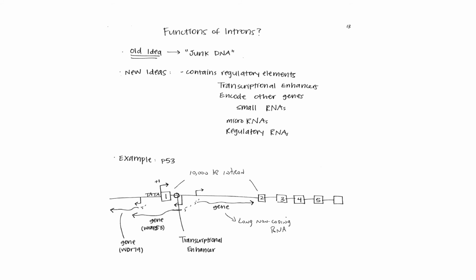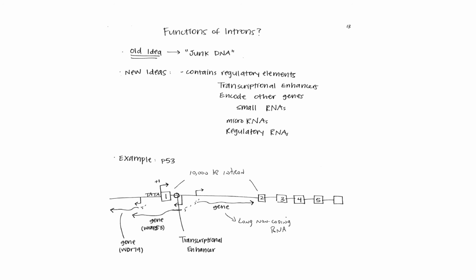So the old idea was junk DNA, and now the more we learn, there's no such thing as junk DNA. I mean, there may be some repetitive junk DNA that doesn't play much of a role, but for the most part, the DNA in the genome is not junk. So new ideas and things that we found is that the introns contain all kinds of things. They contain regulatory elements like enhancers. Sometimes they encode other genes. I'll show you below what we found. Some encode small RNAs, microRNAs, regulatory RNAs, lots going on. So the example I'm showing you below is P53, and these are some of the discoveries that we've made.